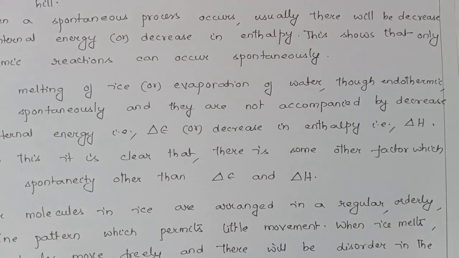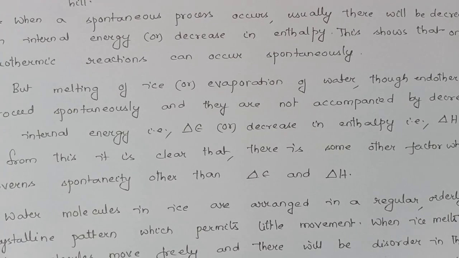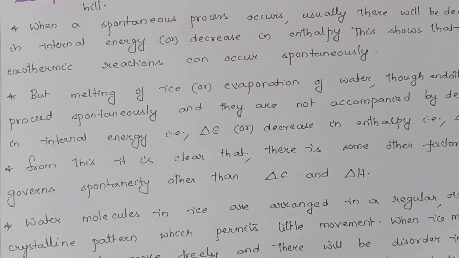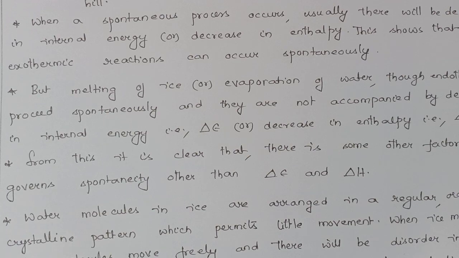Now, what does this show? This shows that only exothermic reactions can take place spontaneously. What is an exothermic reaction, students? Where we observe that heat is released, such reactions we call exothermic reactions. So as there is a decrease in internal energy or a decrease in enthalpy, we think that a spontaneous process is nothing but an exothermic reaction. That is the meaning of this sentence.